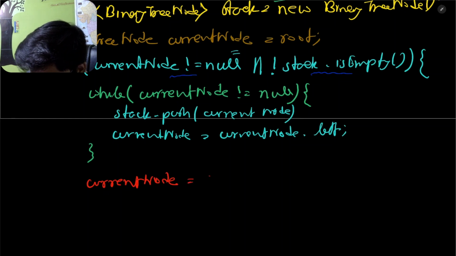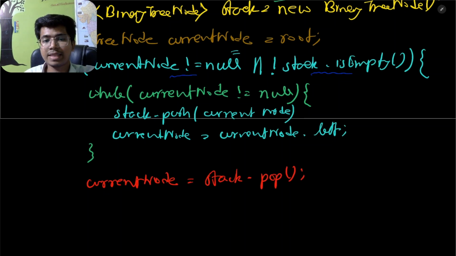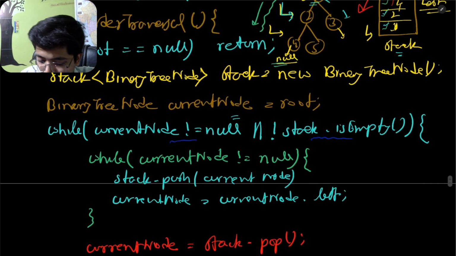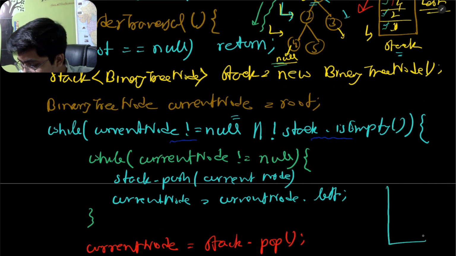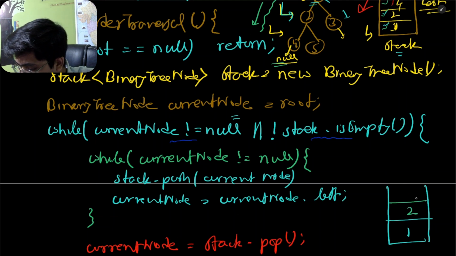Current node is equal to stack.pop. Once you apply this function, stack.pop, what will happen? This was the stack of that one, a stack with this structure: 1, then value 2, and then value 4, and this was the stack.